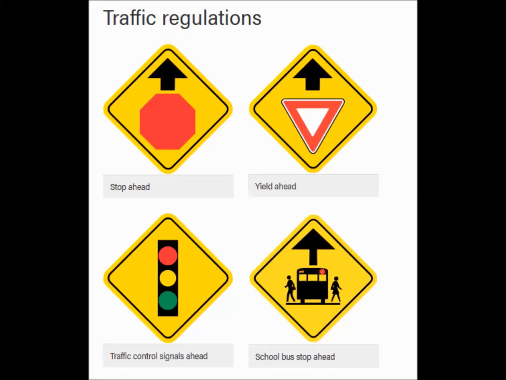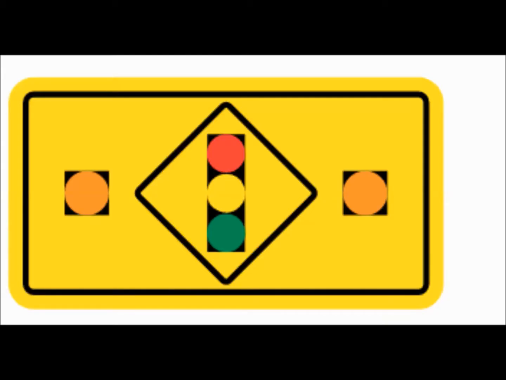Image description. A yellow diamond with a black outline. In the center, there is a school bus with a small red flashing light and two small figures walking away in either direction from the school bus. Above it is a black arrow pointing up. School bus stop ahead. Stop at traffic lights ahead when yellow lights are flashing.